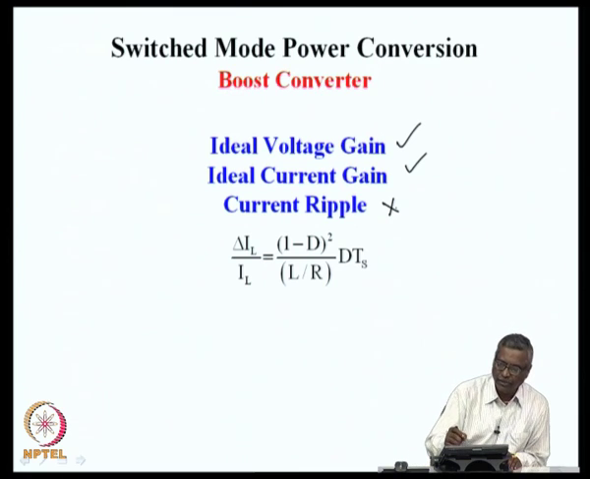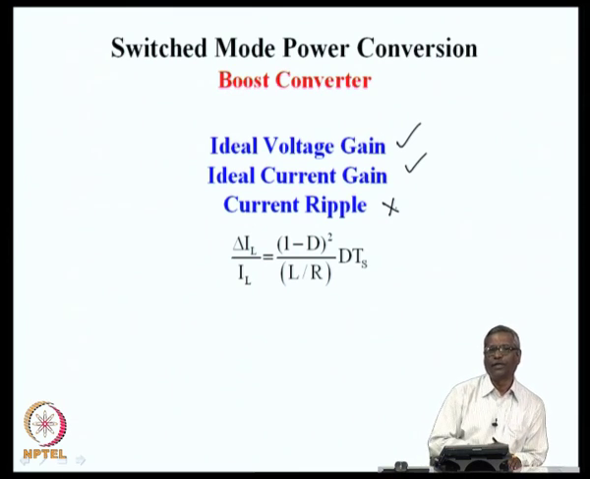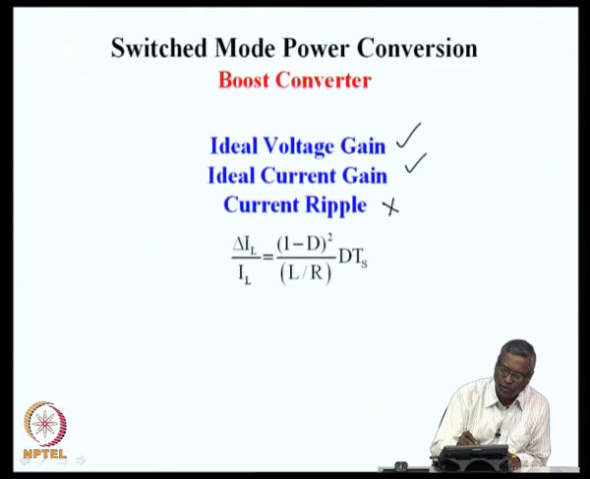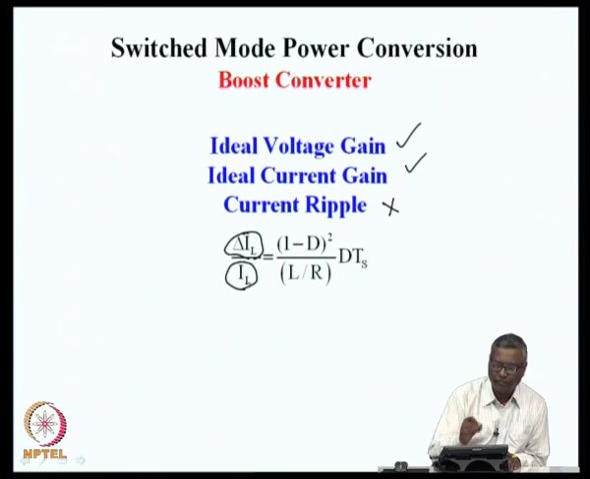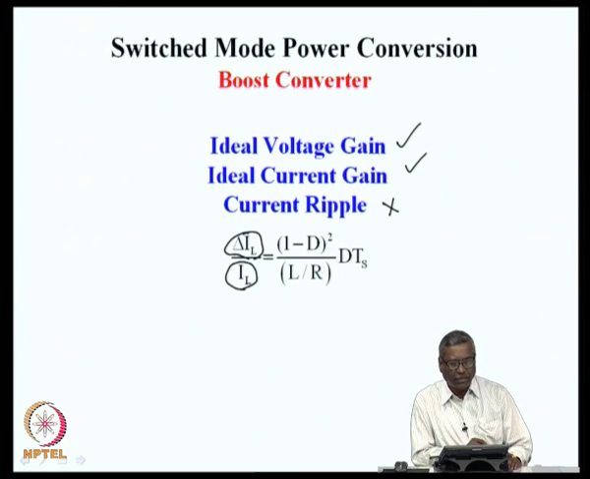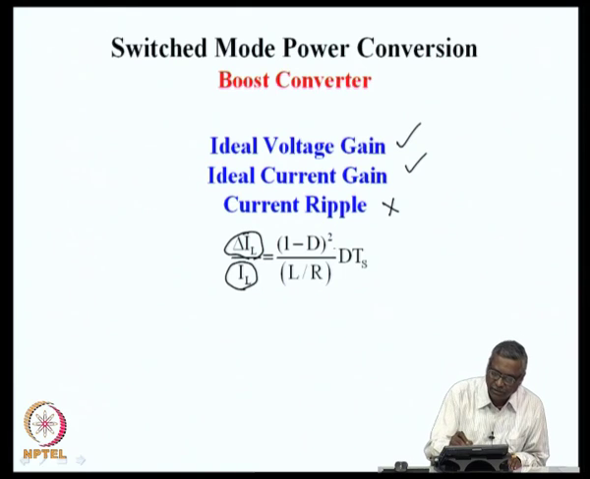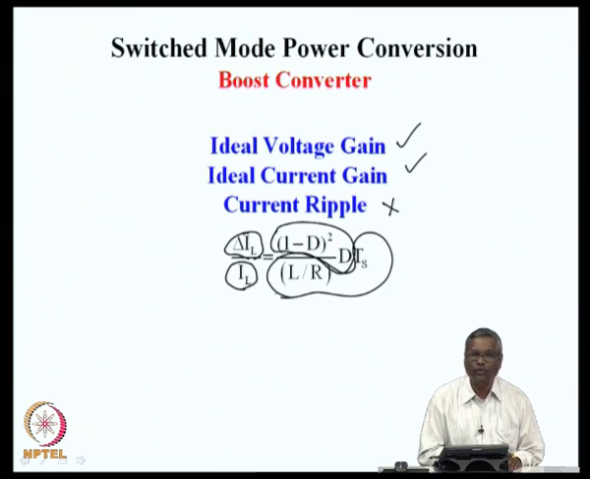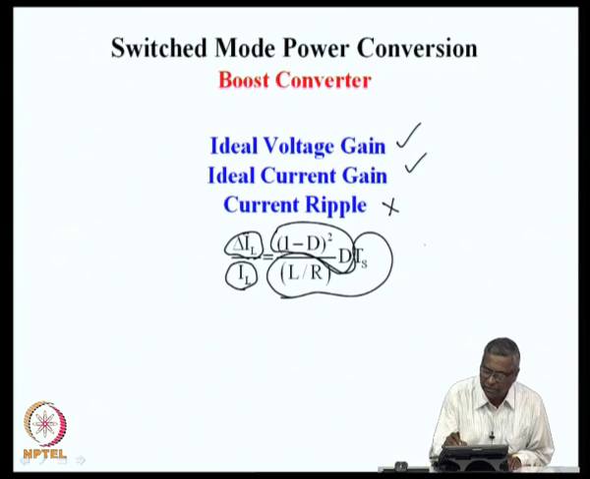And we found that using the integral of the voltage across the inductor, it is possible to find out what this delta IL is and express it as a ratio of IL. This ratio, delta IL to IL, is a normalized current ripple called the ripple factor, and this ripple factor is a function of the duty ratio, 1 minus D squared and D, and it is also a function of the ratio of the two times in the converter, and these times are Ts and L by R.